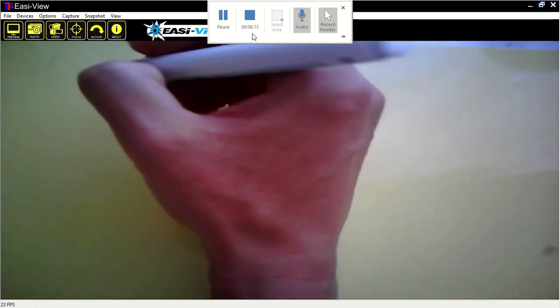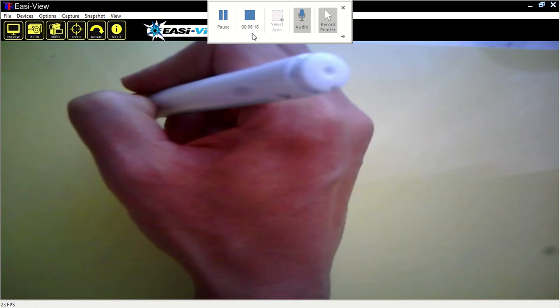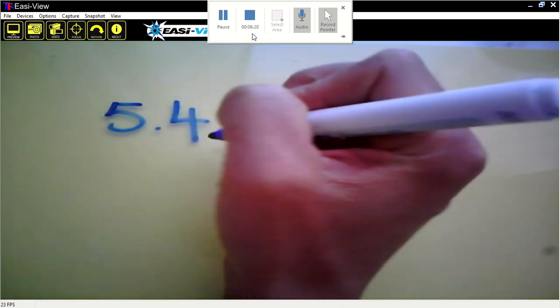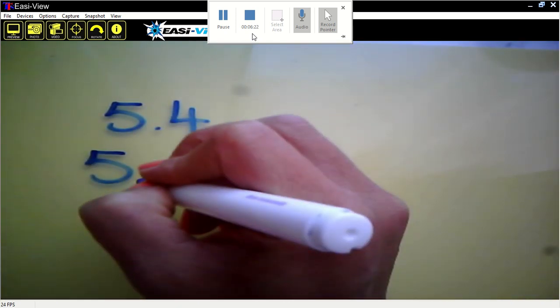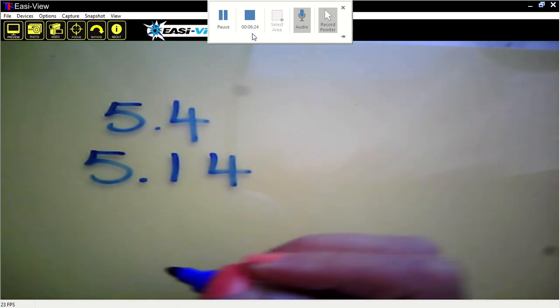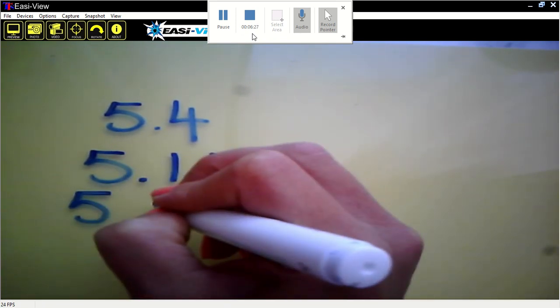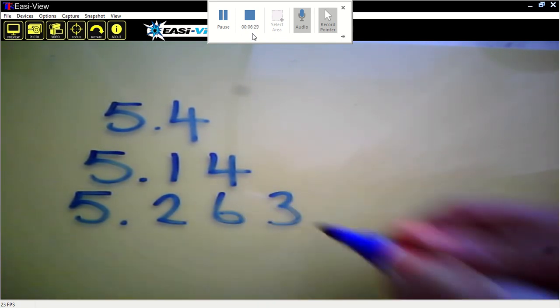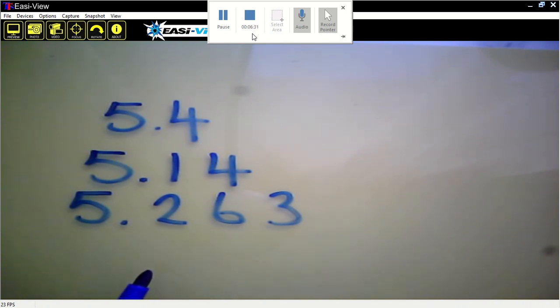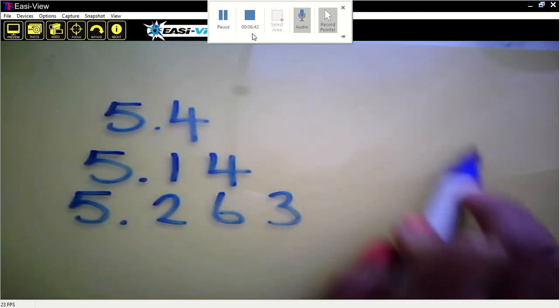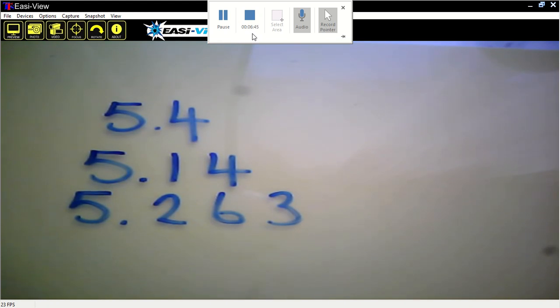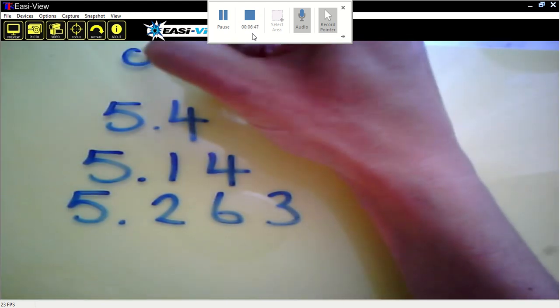Which number is the greatest? Right, 5.4. I'm going to tell you why I'm doing this in a minute. See if you can spot it as I'm going through. 5.14, 5.263. Why do you think I've written them horizontally and not vertically? Because I'm going to compare them. So, which digit has the biggest value here? Which has the largest value? Yeah, it's my 5s, isn't it?